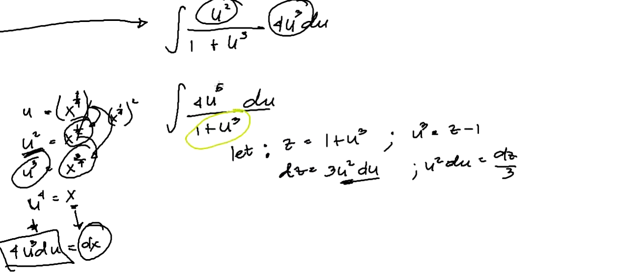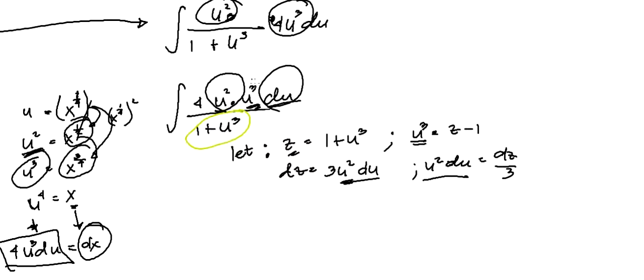Let's erase this one and use our original values, which is 4 u squared. We have u squared multiplied by u cubed du, right? Because as you can see here, we can now find the value of our u cubed and our 1 plus u cubed, and then our u squared du.